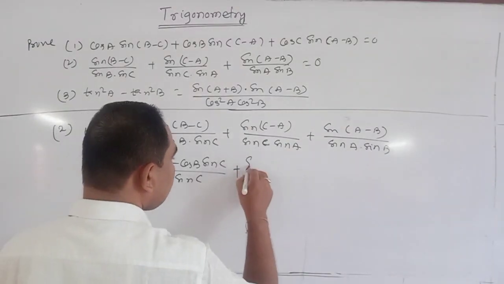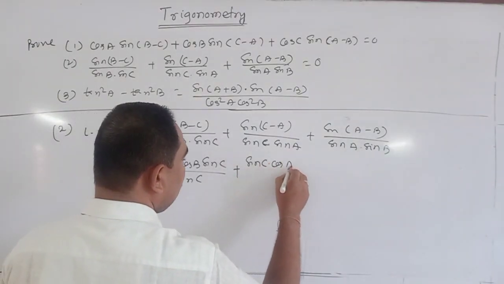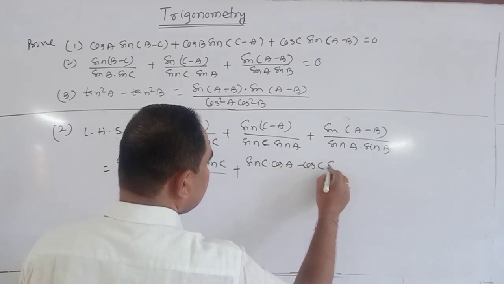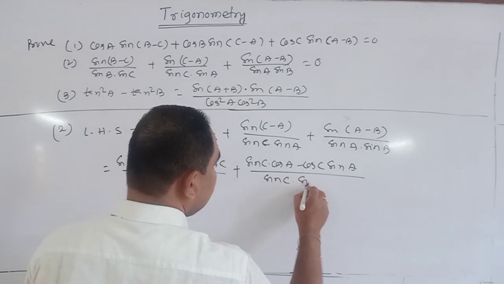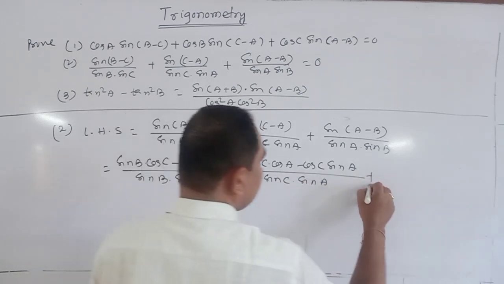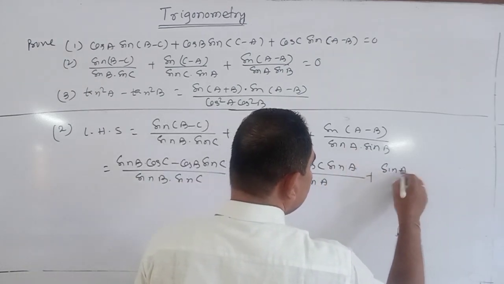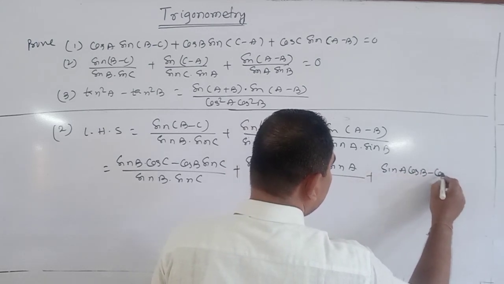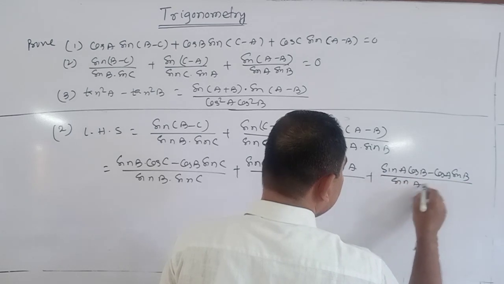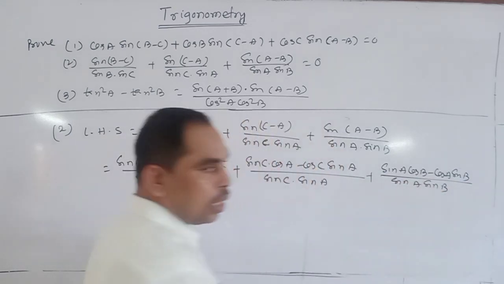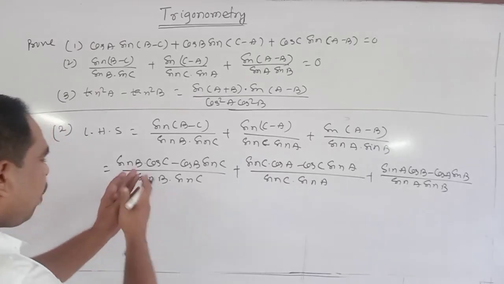Next, this also: sin C into cos A minus cos C into sin A divided by sin C into sin A, plus sin A into cos B minus cos A into sin B divided by sin A into sin B. ओके, तो ये सेपरेट कर दियो.